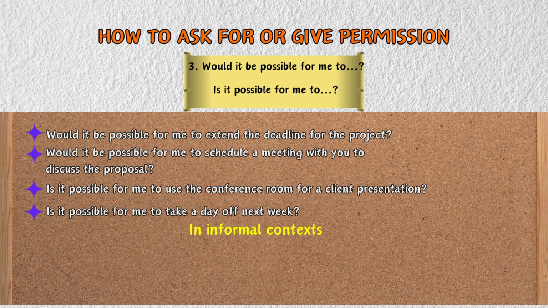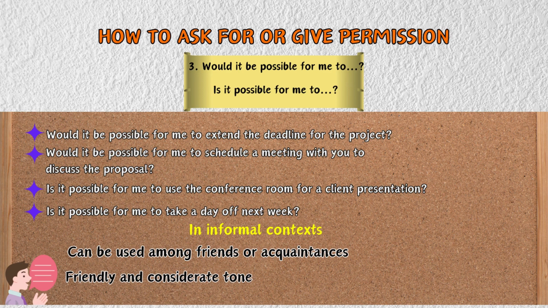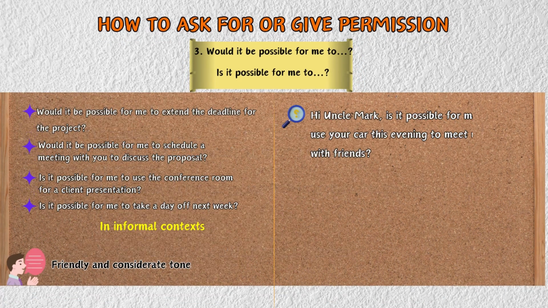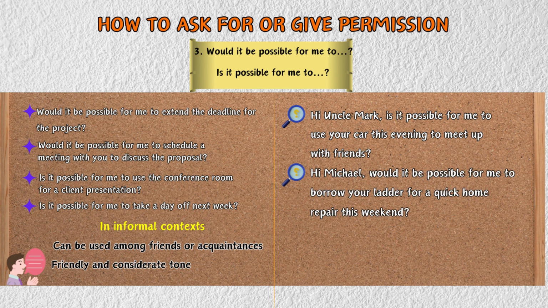In informal contexts, the structures "would it be possible for me to" and "is it possible for me to" can be used among friends or acquaintances to maintain a friendly and considerate tone. Examples. Hi, Uncle Mark. Is it possible for me to use your car this evening to meet up with friends? Hi, Michael. Would it be possible for me to borrow your ladder for a quick home repair this weekend? Hey, Bella, is it possible for me to borrow your camera for the weekend?